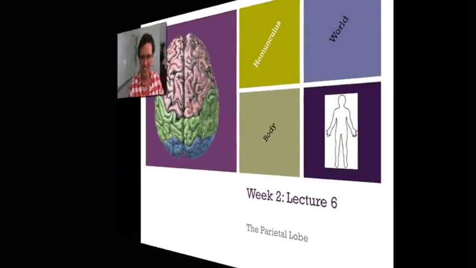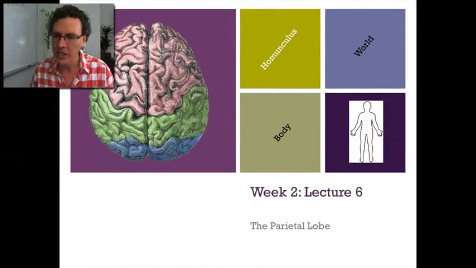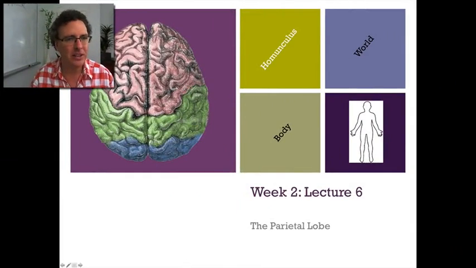On with the tour. All right, so week 2, lecture 6, the parietal lobes. Actually, when you see this little colored thing here, the parietal lobes would be this green area, just so we have our geography straight.